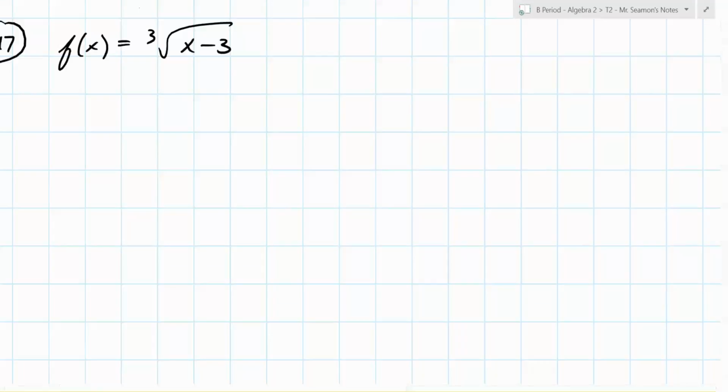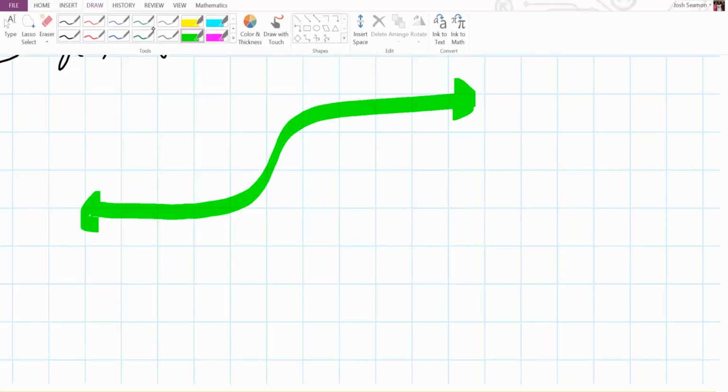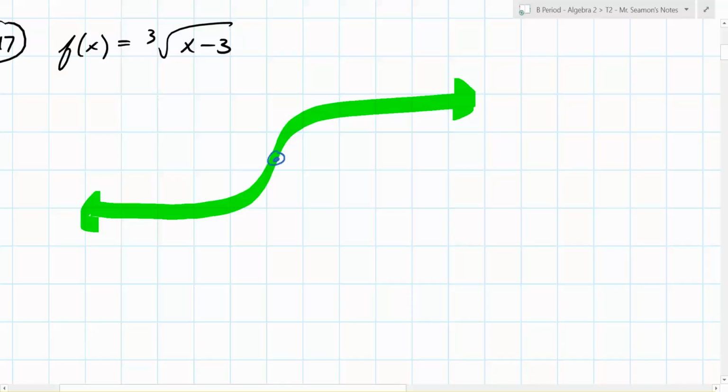So what shape is it? It's an S shape, right? And if you didn't move it, where would that middle point be? If you didn't move it, the origin, right? But because it's -3, what does this mean for the transformation? Move right 3. So instead, this number is going to be 3.